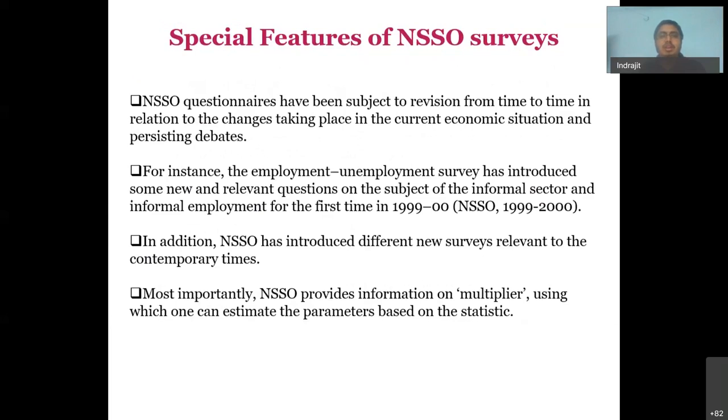A special feature of NSSO is that the questionnaires have been subjected to revision from time to time in relation to the changes taking place in the current economic situation. For instance, the employment unemployment survey introduced some new and relevant questions on the subject of the informal sector in the year 99-2000. And in addition, NSSO has introduced different new surveys relevant to contemporary times also.